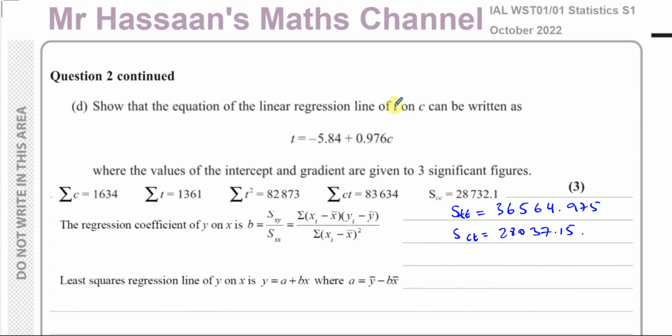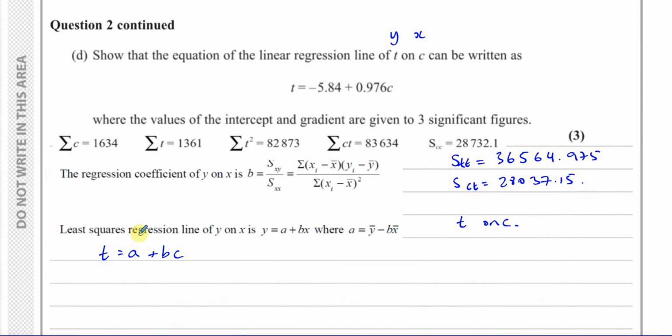Now we want to find the regression line of t on c. So the y is our t and the x is our c. So t is y and c is x. We're finding the regression line of t on c. That's what we're finding. So our regression line is going to be t equals a plus b times c. That's our regression, where y is t and x is c.